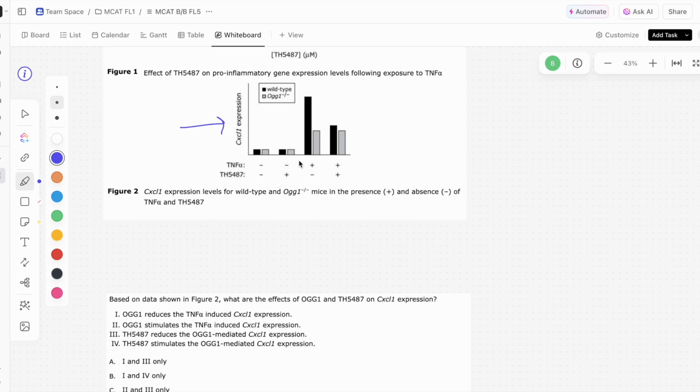So the first thing we can look at is here. If we just stare at this row, when we add TNF-alpha, we get an increase of CXCL1 expression across the board, right? Regardless of whether they're wild type or deficient in OGG1. Now this question asks, does OGG1 increase or decrease the TNF-alpha induced CXCL1 expression?